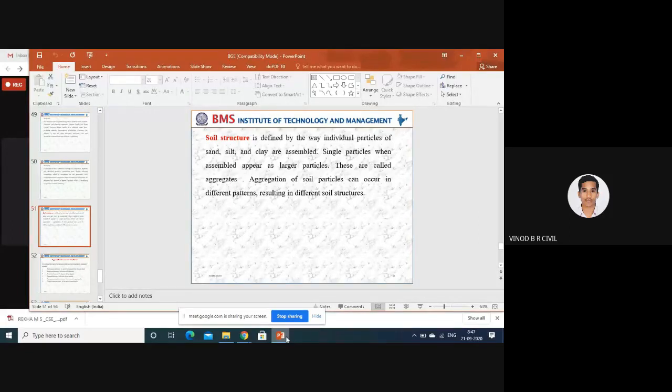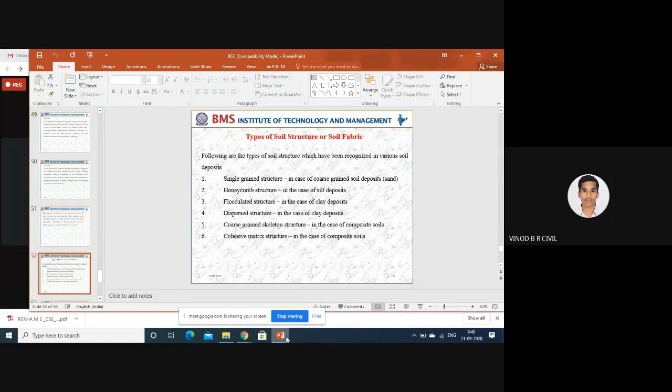Aggregation of soil particles can occur in different patterns, resulting in different soil structures. I already discussed vertical patterns, horizontal patterns, honeycomb patterns, single-grained patterns, like that. For different patterns, we can expect different resulting conditions. For example, in honeycomb structure, we can see more voids. At the same time, water particles can easily go and deposit in those voids.